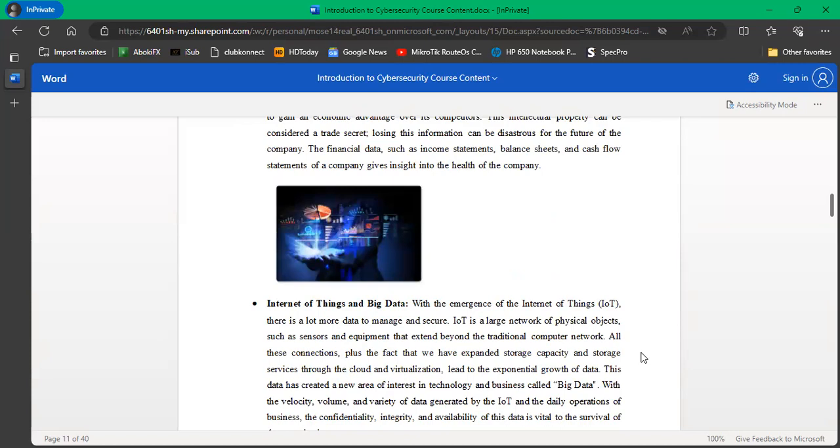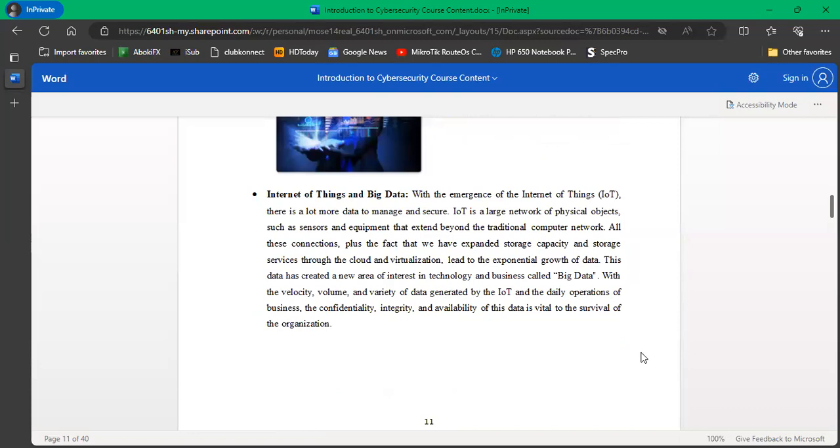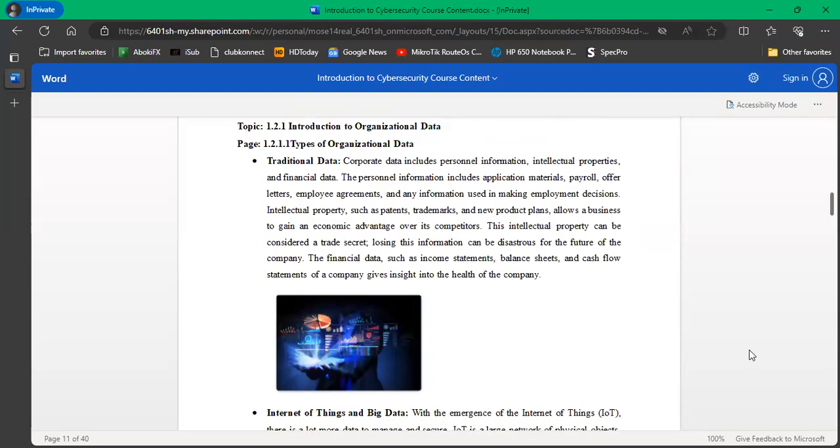Internet of Things and big data. With the emergence of the Internet of Things, there's a lot more data to manage and secure. IoT is a large network of physical objects, such as sensors and equipment, that extend beyond the traditional computer network. All this connection, plus the fact that we have expanded storage capacity and storage service through the cloud and virtualization, leads to the exponential growth of data. And this data has created a new area of interest in technology and business called big data. So with the velocity, volume, and variety of data generated by the IoT and the daily operation of businesses, the confidentiality, integrity, and availability of this data is vital to the survival of the organization.